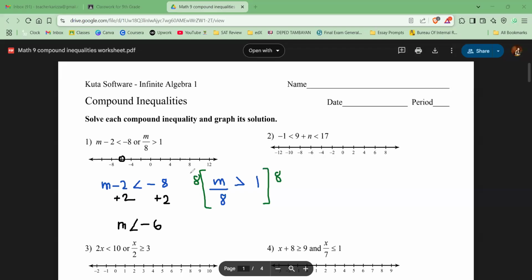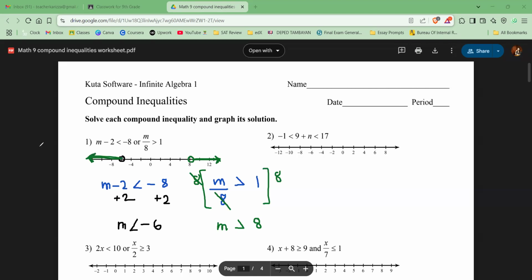And then multiply both sides by 8. Cross multiply, we have that m equals one. Is greater than 8. So m is greater than 8. So these are the values of m: greater than 8 and less than -6. Is that clear? Yeah. Okay.